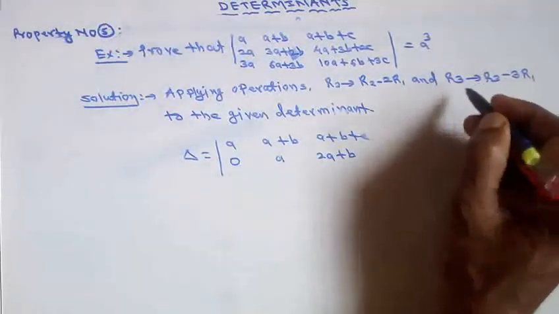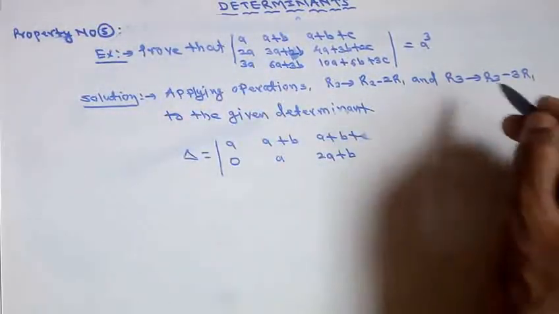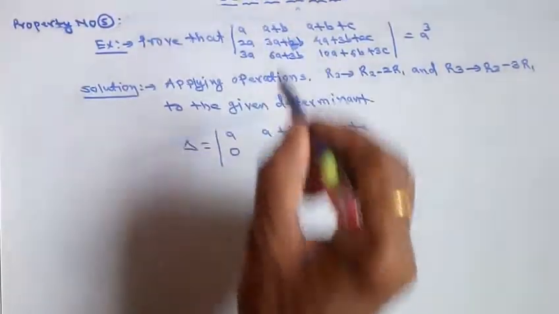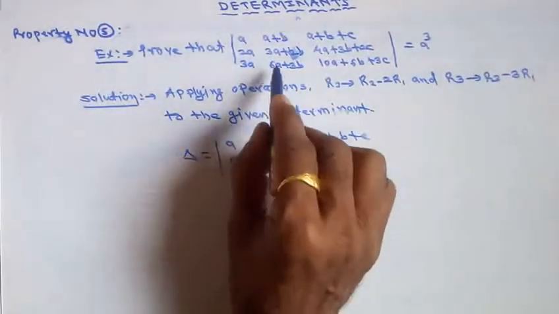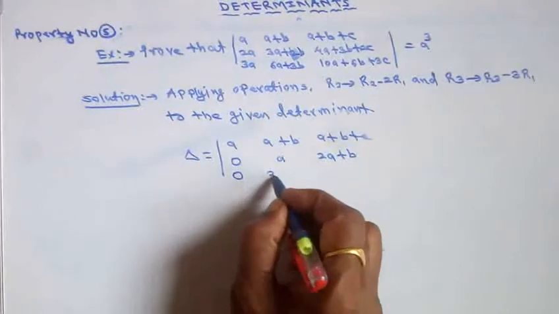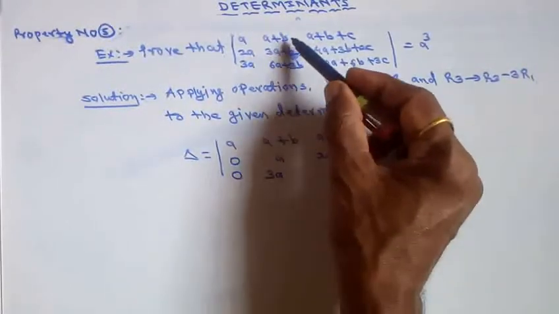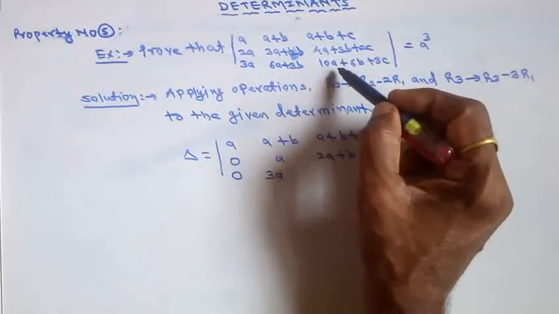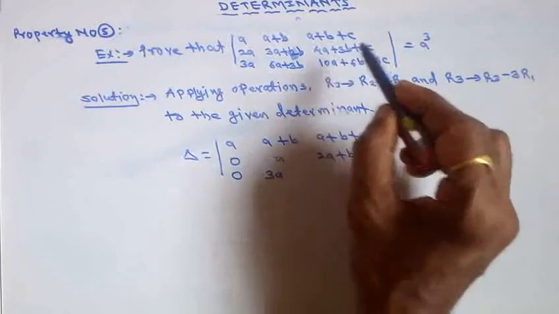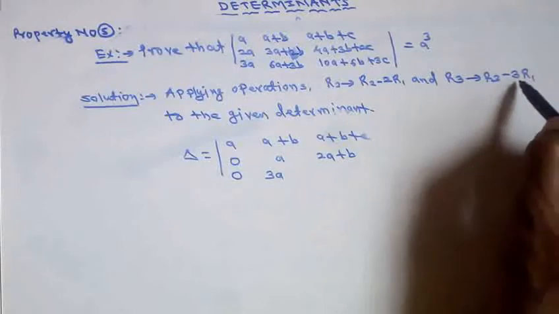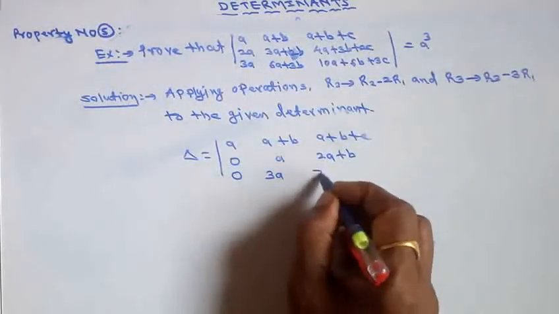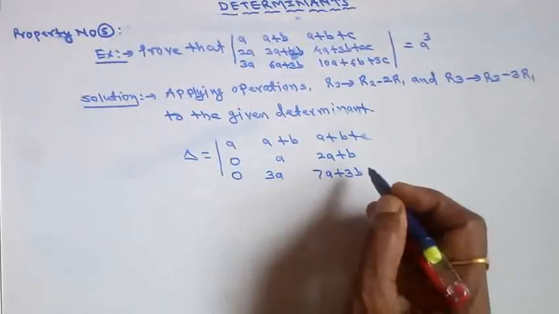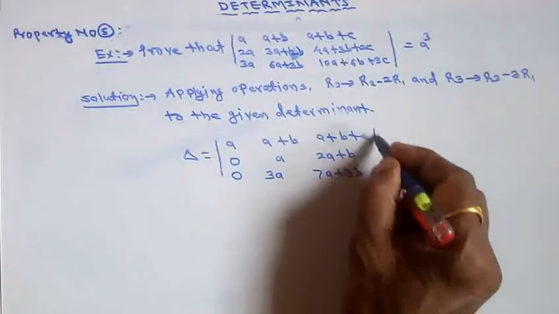Now on the third row, I am writing R3 as R3 minus 3 times R1. So 3a minus 3a becomes 0. Then 6a minus 3a means 3a, then 3b minus 3b is 0. Here 10a minus 3a becomes 7a, then 6b minus 3b is 3b, and 3c minus 3c is 0.